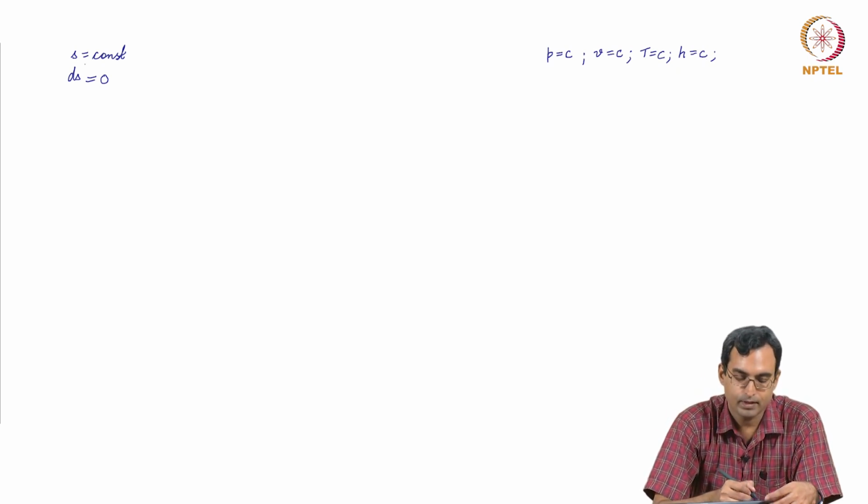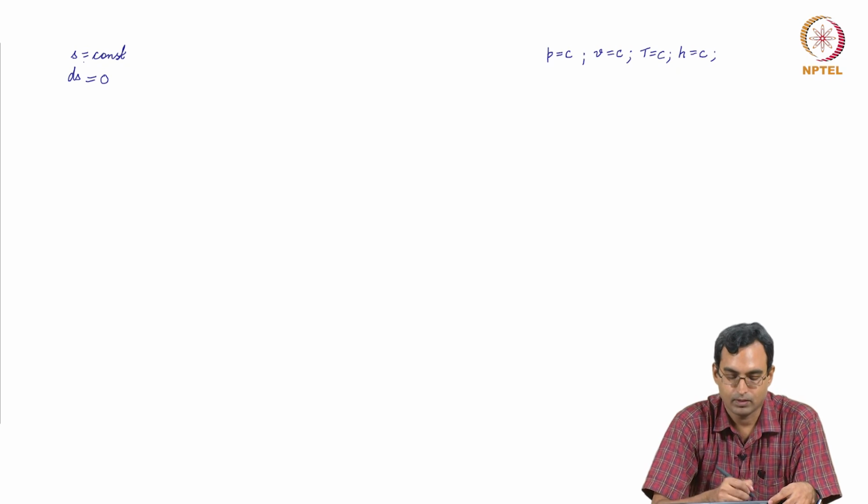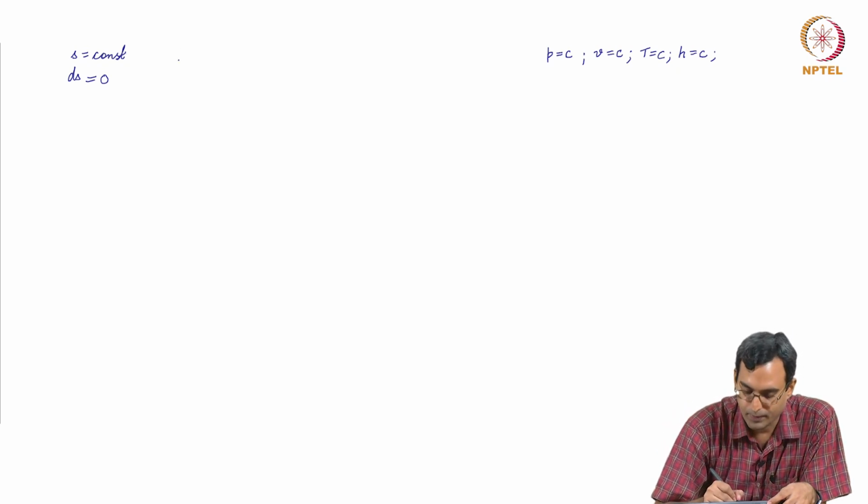So, a special kind of process is a process where entropy is constant. We call this an isentropic process.